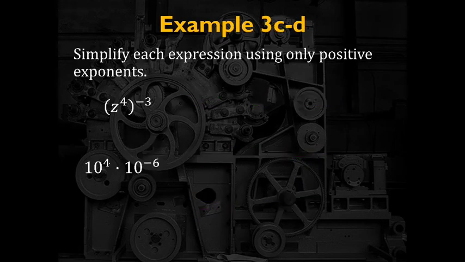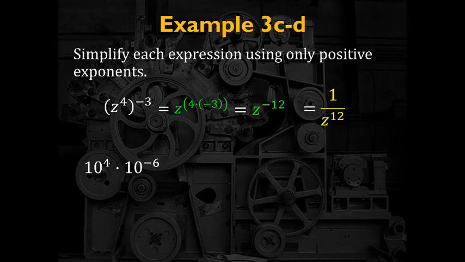3c, z to the 4th, all to the negative 3. So now we have a power of a power. So you're going to take z to the 4 times negative 3, which comes out to z to the negative 12. And again, you can't have negative exponents in your final answer. So again, you take that term, you move it to the denominator of the fraction, and you make the exponent positive. Go ahead and do 3D, 3E, and 3F. Spend the next couple minutes working on those, and restart the video when you're ready.